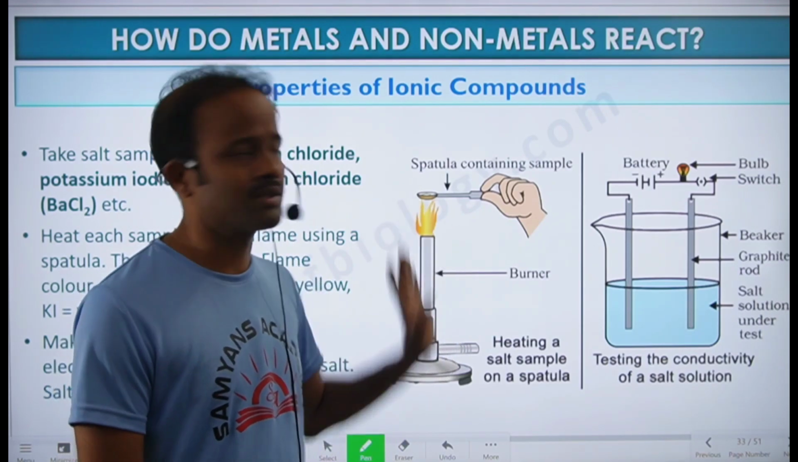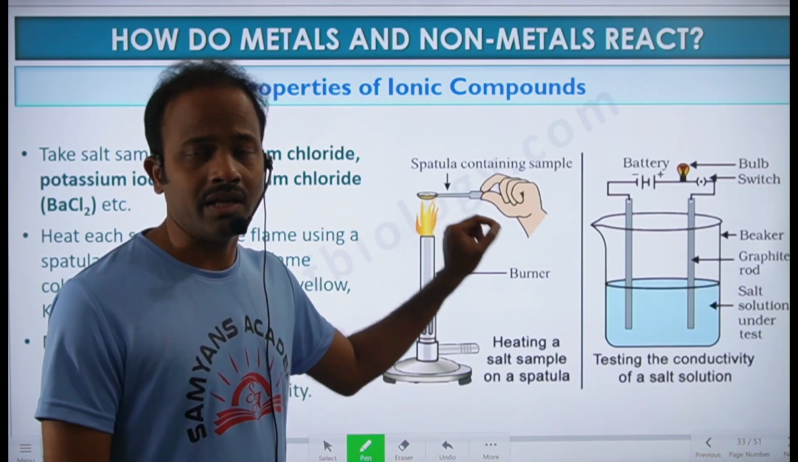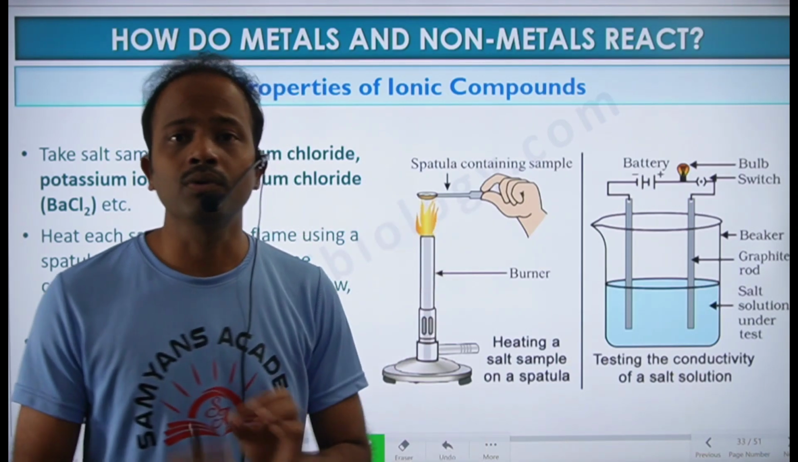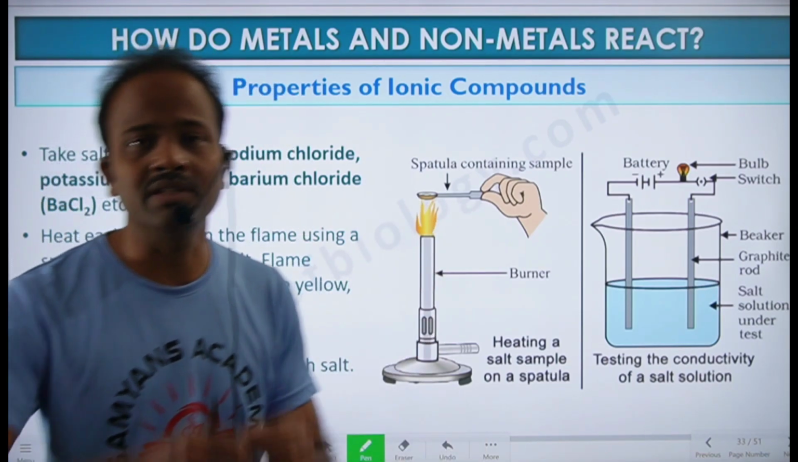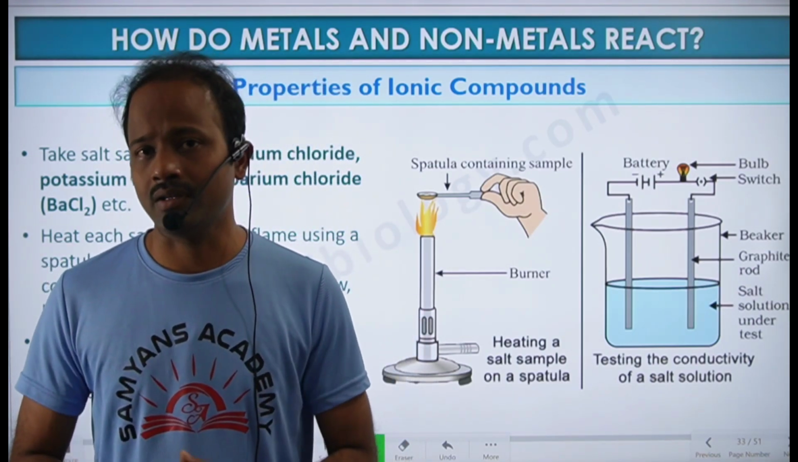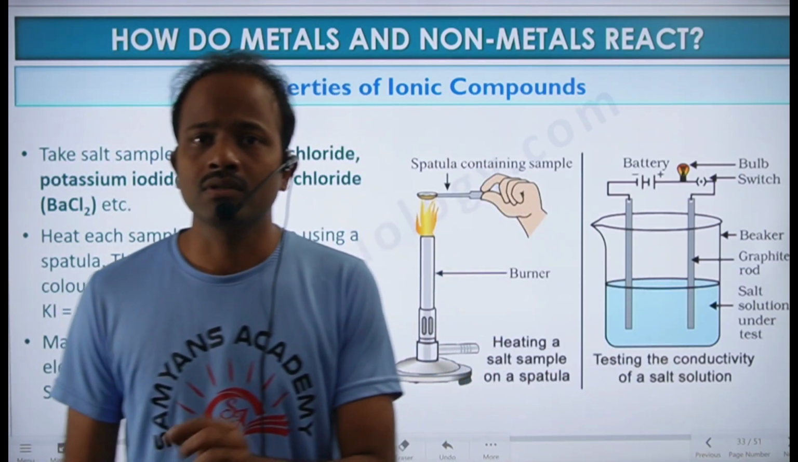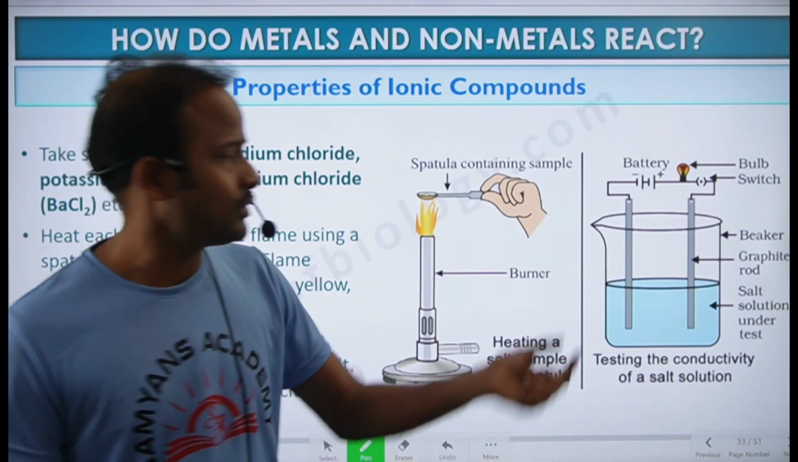After some time you observe that the color of the flame changes, but the ionic compound does not melt. From this activity we know that ionic compounds have a high melting point, right? And to know whether ionic salt solutions carry electric current, we are doing this activity.